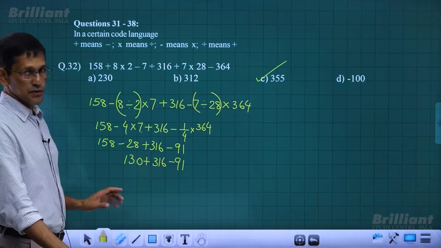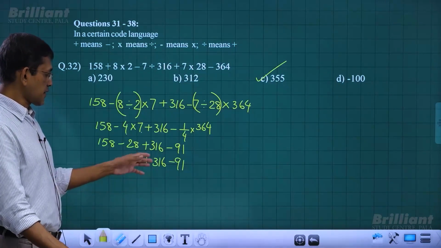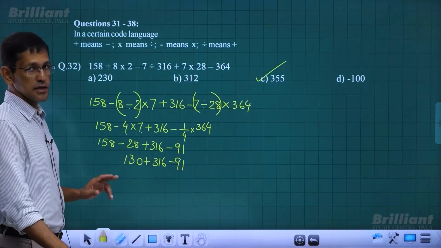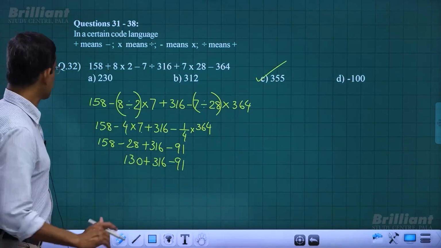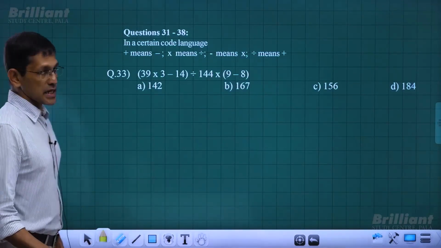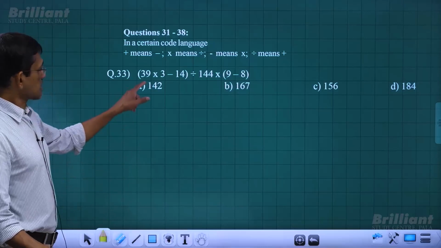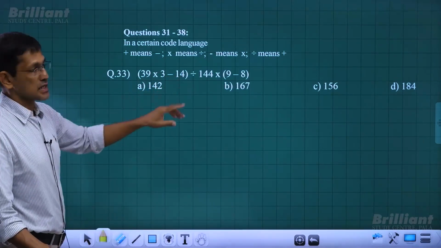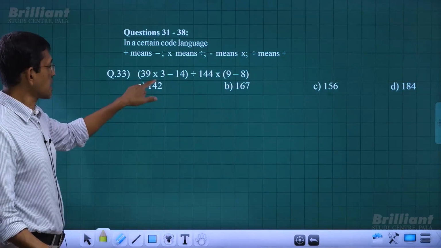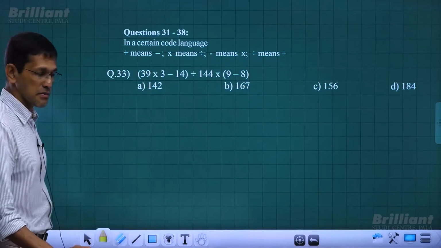316 minus 91, that is 225. 225 plus 130, that is 355. Now questions 31 to 38. So similar type of questions. Here we have a bracket given, so we have to solve what is inside the bracket. At the same time, you have to change the symbols as well.